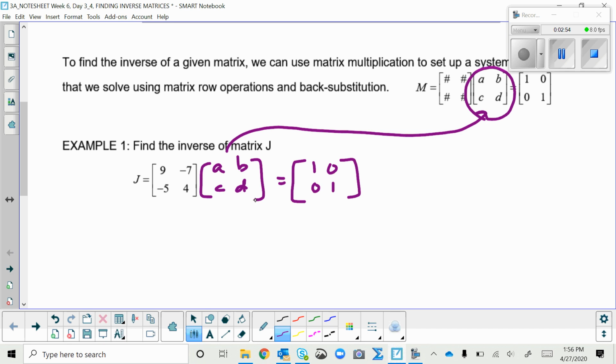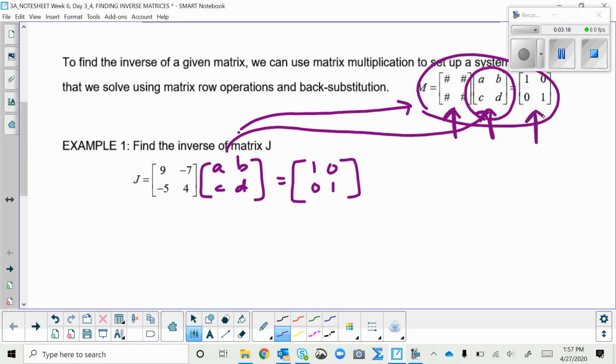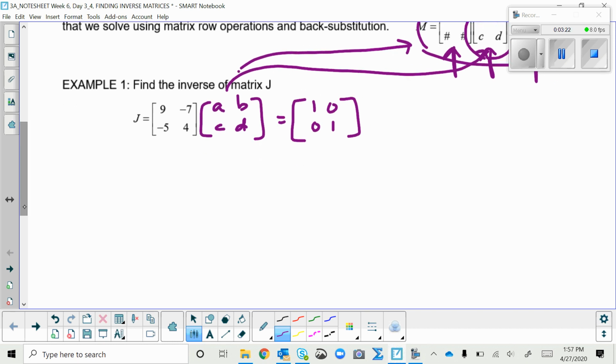Right? And so this setup here is a specific example of this generic setup here. You have your original matrix with the numbers. You have your variable matrix. And when you multiply those two things together, because they're inverses, you get the identity matrix. So the question then becomes, how do we figure out what A, B, C, and D are? Well, we're going to use our matrix multiplication.